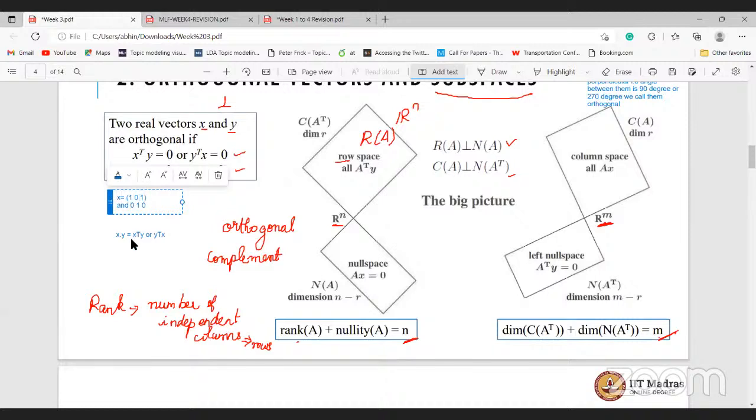Vector as... I want to find a dot product. So X dot Y. X dot Y will be what? 0 plus 0 plus 0, correct? Which is equal to 0.